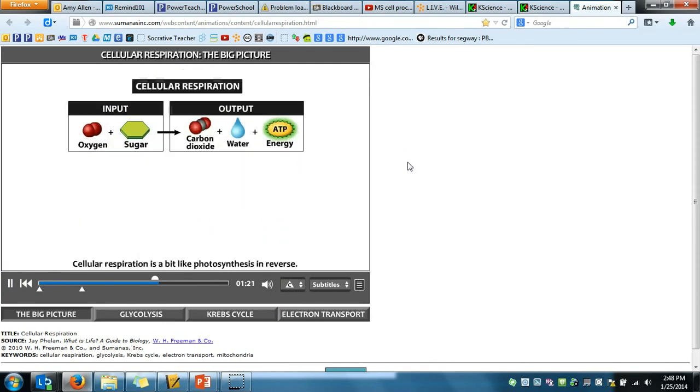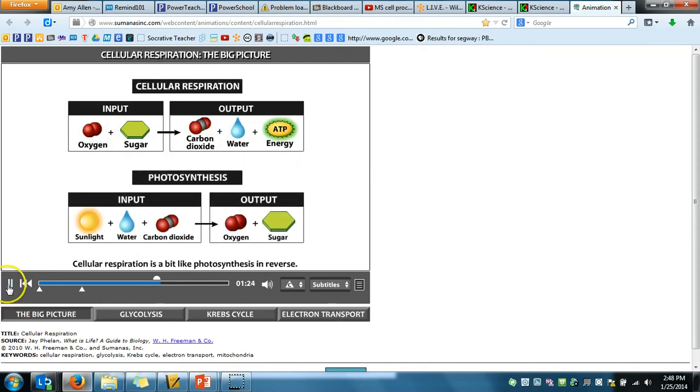Cellular respiration is a bit like photosynthesis in reverse. Here you can see that respiration on the top is the opposite of photosynthesis on the bottom. What we put in for respiration, photosynthesis gives out. And what we get out of respiration, photosynthesis puts in. The only difference is the type of energy. They still have energy, but the type of energy for photosynthesis comes from sunlight, and the type of energy for respiration is a molecule called ATP.